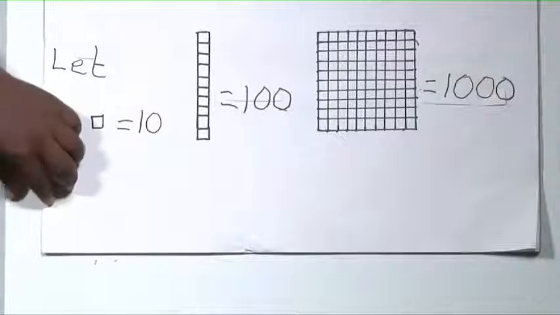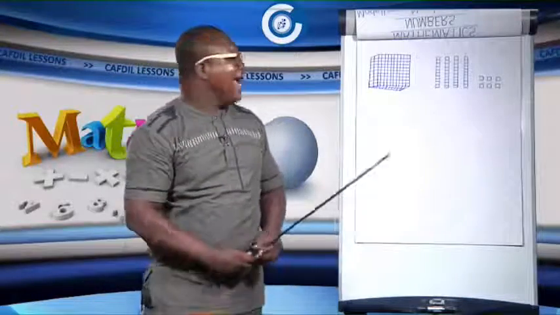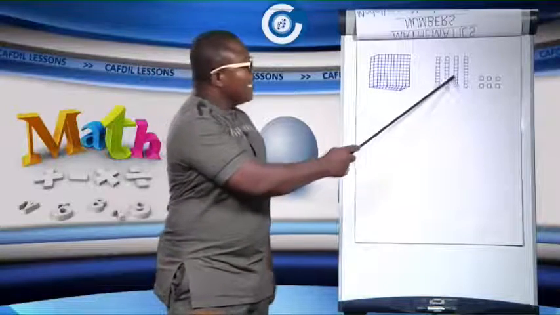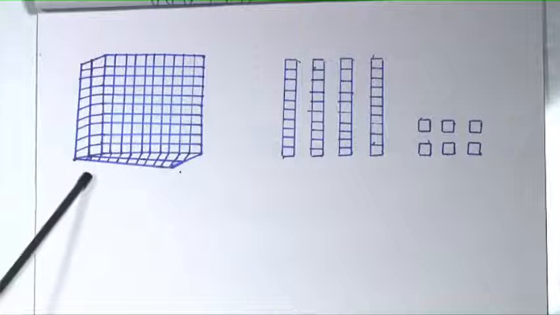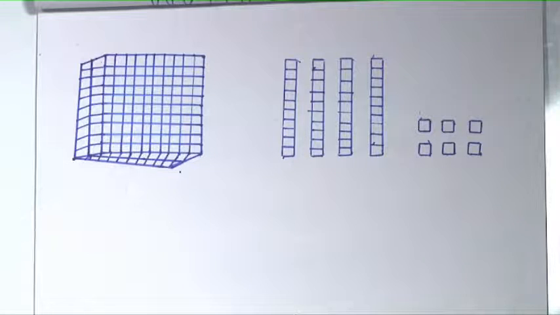So learners, now let us look at the picture I have on the board. Here, this is my flat, and these are my longs, and then my cubes are also here. Learners, I want you to look at the picture here, the flats. How many flats are there?